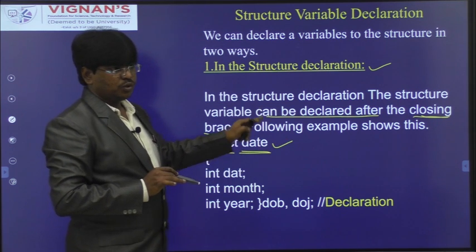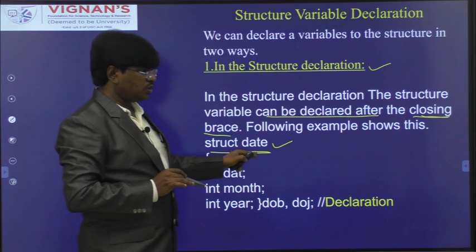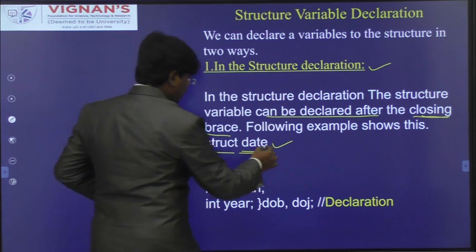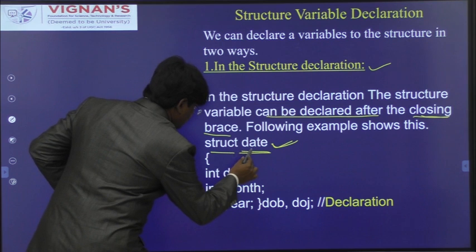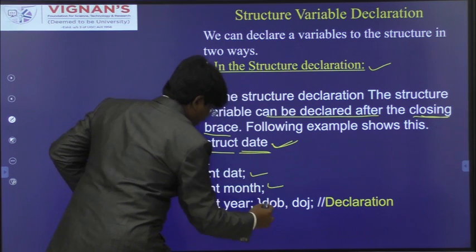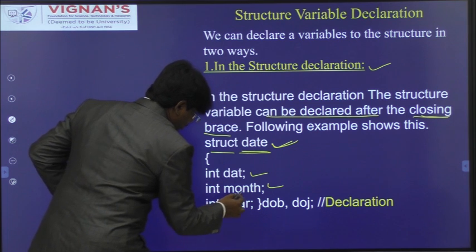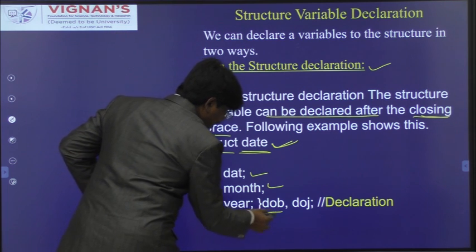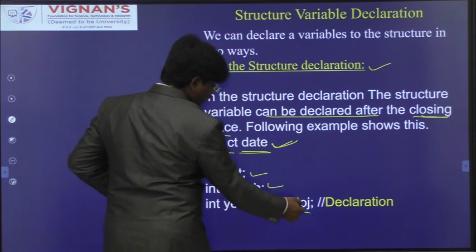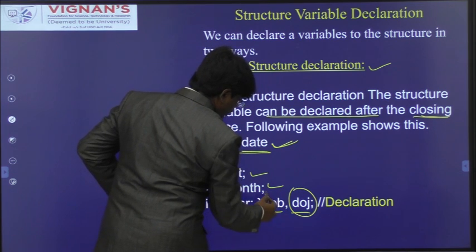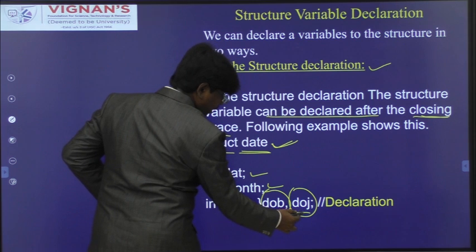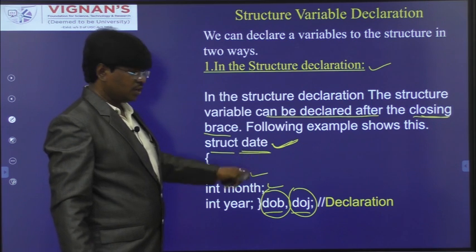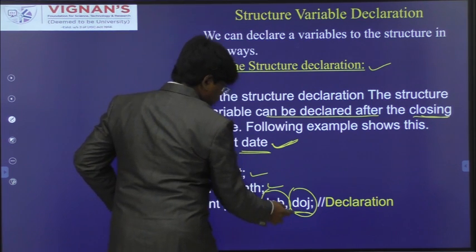Generally you say that struct is a keyword or a reserved word, but why are we saying it is a user defined data type? It is a user defined data type. So this is the structure date and these are the members I have taken: date is one member, month is another member and year is another member. These are the three members, and I have declared variables here. DOB and DOJ are the variables of structure date. The name of the structure is date here, so these two are called structure variables.